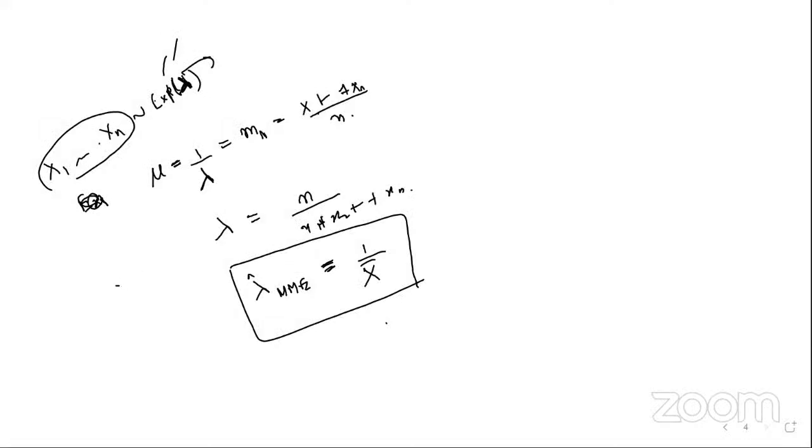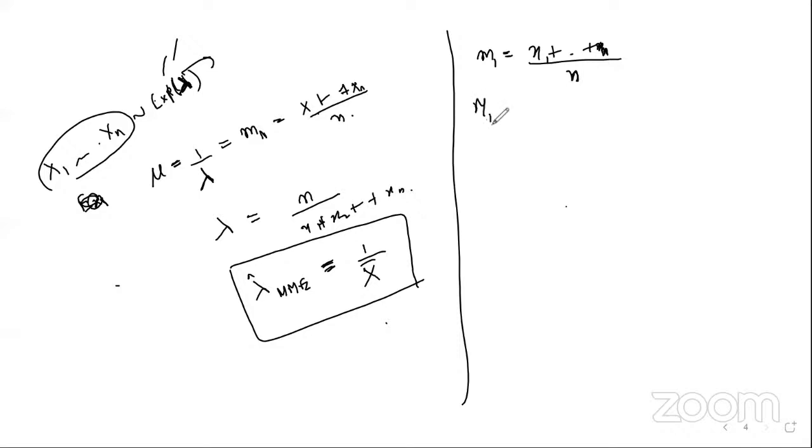So x1, x2 to xn are exponential lambda. This I didn't get, ma'am. 1 by lambda, how? When you have to find the method of moments estimate of a parameter, you equate the distribution moment with the sample moment. So the sample moment is what? M1. This is given by x1 plus x2 plus xn by n.